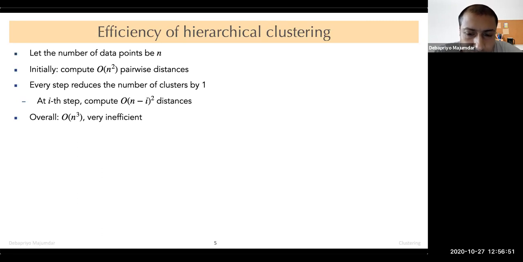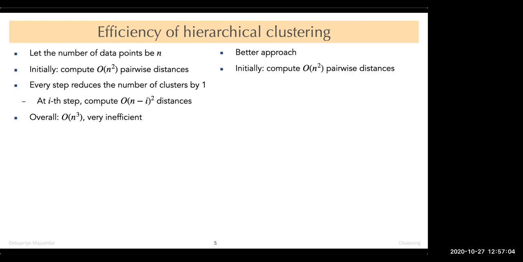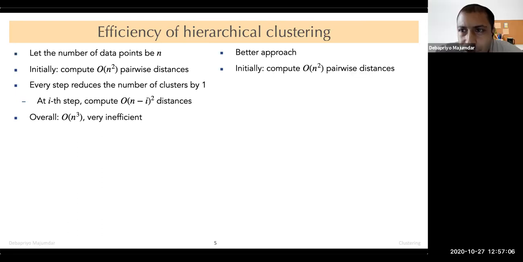So that's what we will do now. We'll use a priority queue. With a better approach, we can reduce the complexity slightly. And how? Initially, of course, we have to compute order n square pairwise distances.